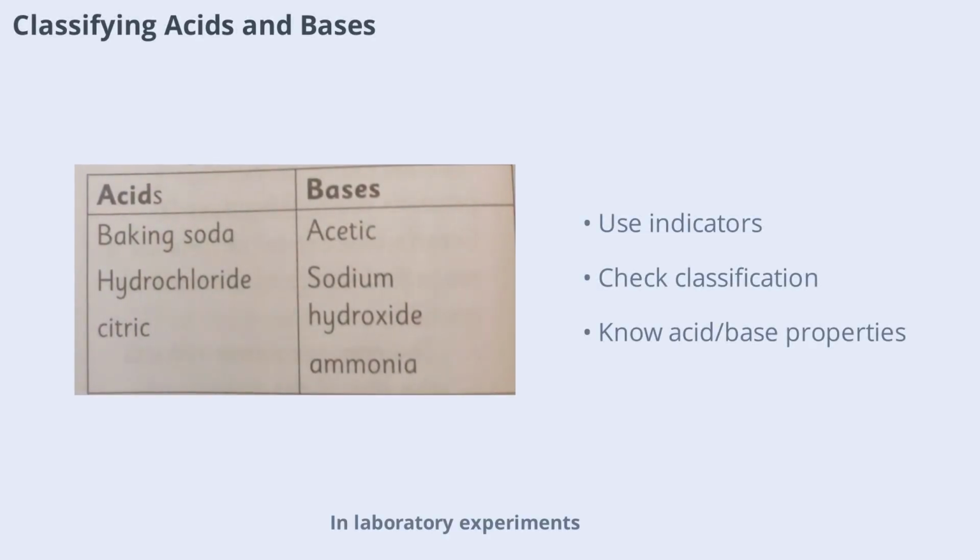In laboratory experiments, classifying substances as acids or bases is a common task. You may be given a table and asked to identify which substances are wrongly classified. Acids typically have a sour taste and turn blue litmus paper red, while bases feel slippery and turn red litmus paper blue. Understanding these properties and practicing with real substances will help you quickly and accurately classify them during exams. Always double-check your answers and use indicators when possible.